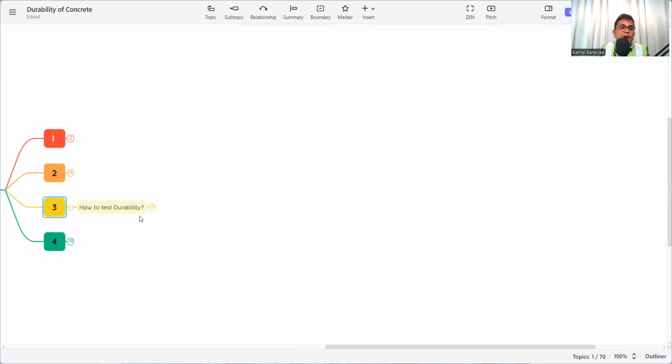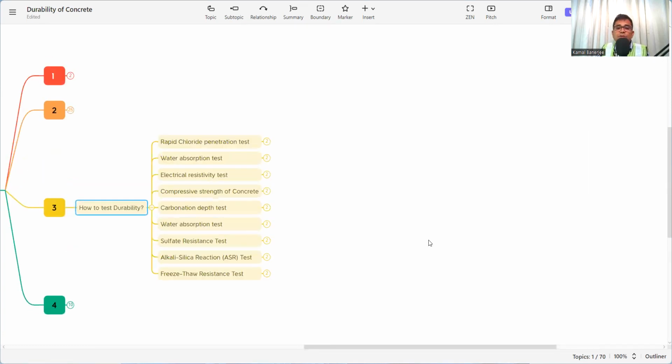Now, how to test the concrete durability? There are different types of tests. We are not doing all the tests, but these are the tests we need to perform in order to know whether our concrete is as per the requirement or not, so that we can ensure the structure will be stable, and the structural integrity will be there as per the lifespan.